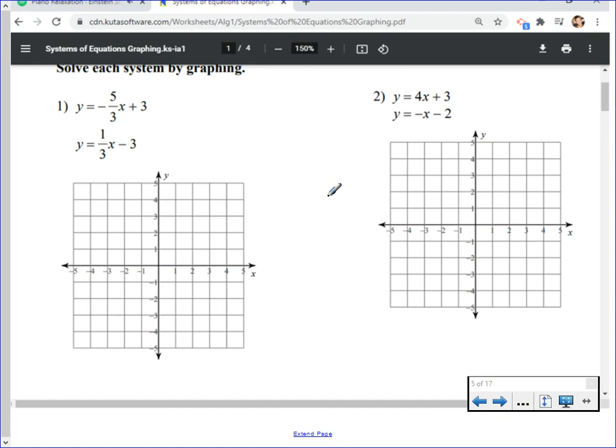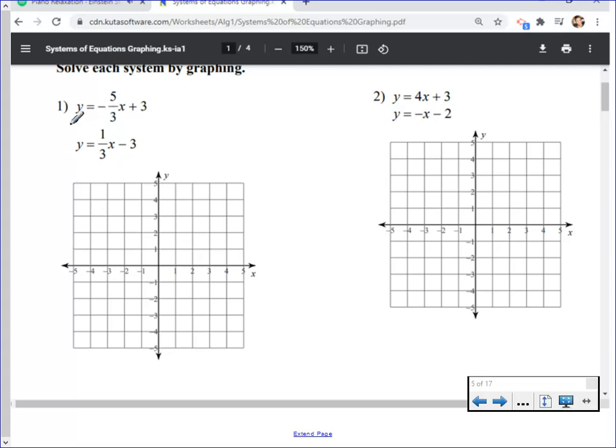So this is the same thing you see on your paper. We're on number 1. All it means for something to be a system of equations is you have more than one equation. You could have 2, 3, 4, 5. Today we're just working with 2 different equations. So what we're going to do is graph both of them, and they're going to cross at some point. Wherever they cross, that's our answer.